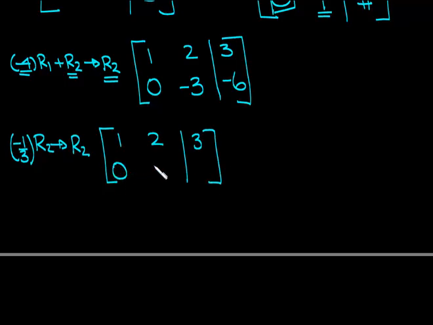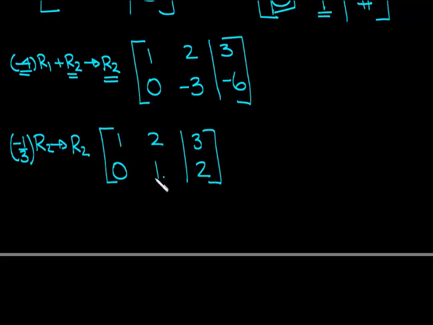So I get 0, 1, 2. Because multiplying by a scalar is the same thing as dividing, you're really dividing the second row by -3. So -3 divided by -3 is 1. -6 divided by -3 is 2.